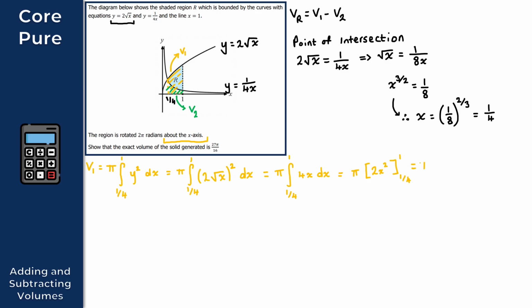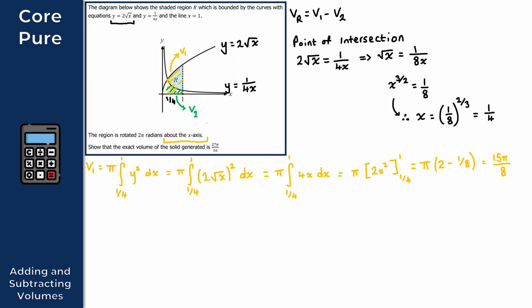So we get pi times here. So 2 lots of 1 squared, so that would be 2. Minus 2 lots of 1 over 4 squared. So 1 over 4 squared would be 1 over 16. So 2 times 1 over 16 would give me 1 over 8. I get 2 minus 1 over 8 there, like so. Well, 2 minus 1 over 8 is the same as 16 over 8 minus 1 over 8. We get 15 over 8 there. So 15 over 8 times pi, we get 15 pi over 8 there. Okay. And there we have it. So that is V1 there.